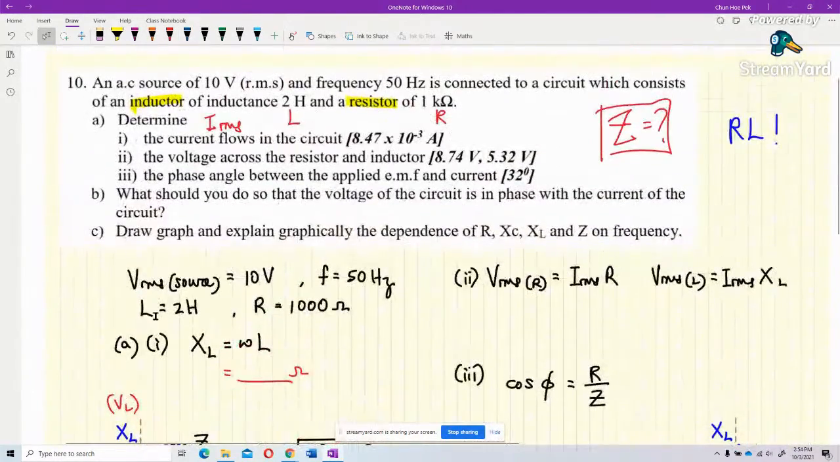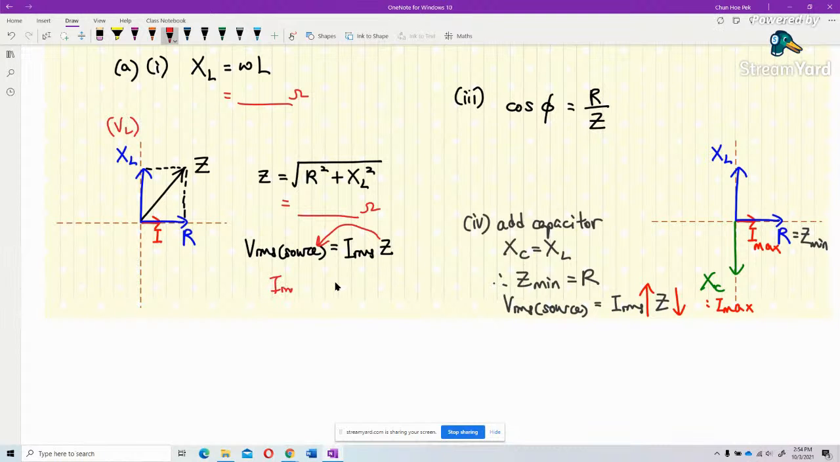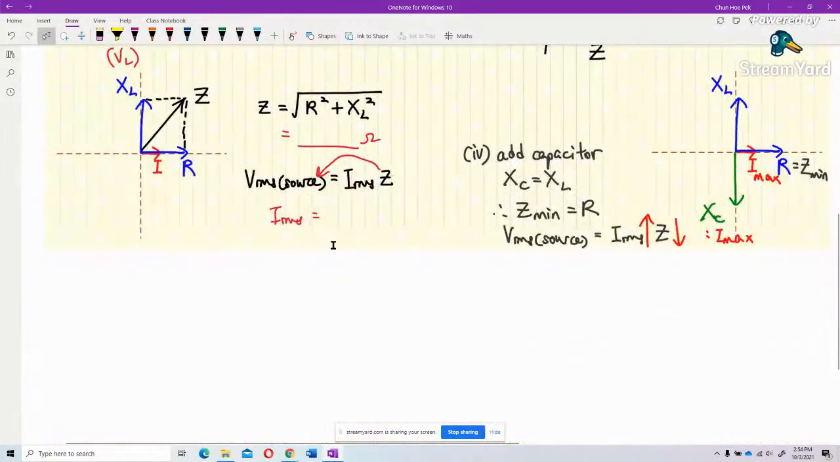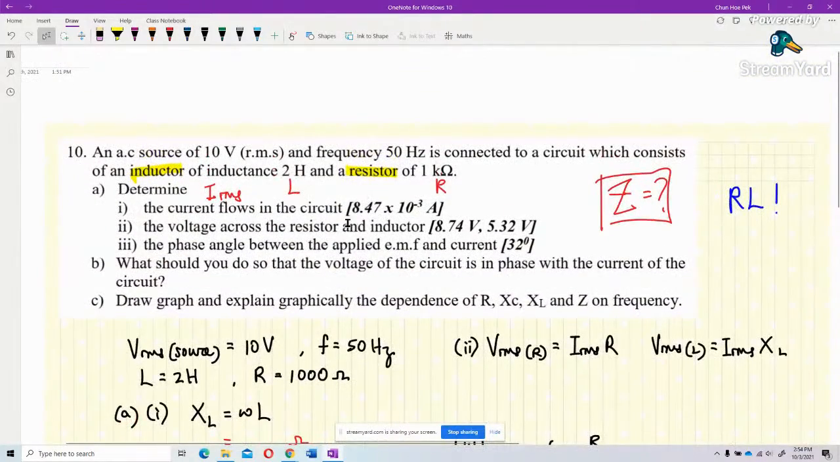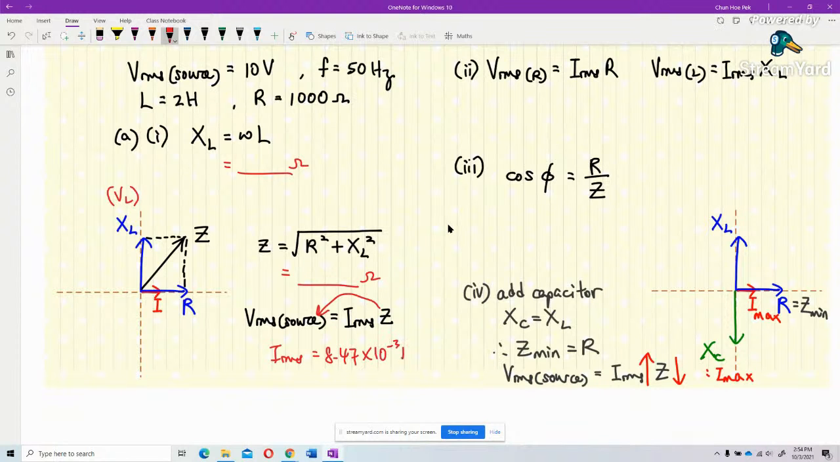I have the root mean square voltage just now, isn't it? Root mean square V source over Z, I can find the IRMS. So you just substitute all the values, VRMS source. Just put inside value. I get the current as... Now suddenly my brain can calculate everything. So I got the answer, 8.47 exponent negative 3 ampere. That's the current.